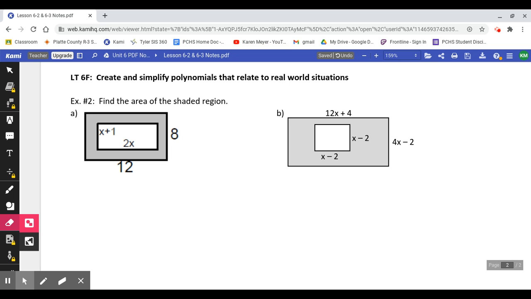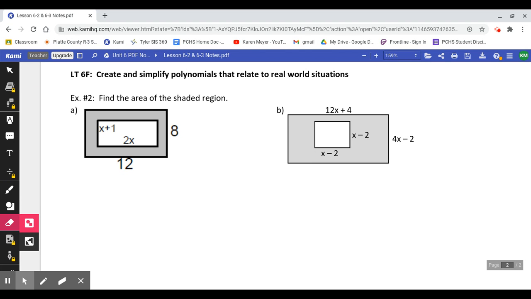Hi, this is lesson 6263 part 2, which is the back side of the notes. And in this section, we're going to be talking about finding the area of the shaded region and some word problems. So the first one we're going to start with is the area of the shaded region.